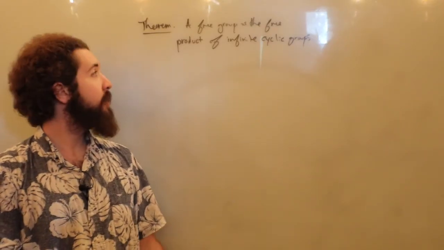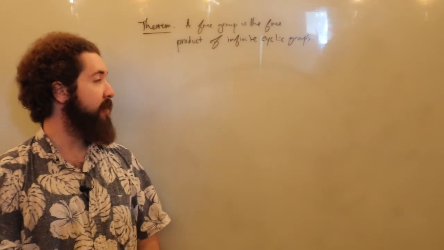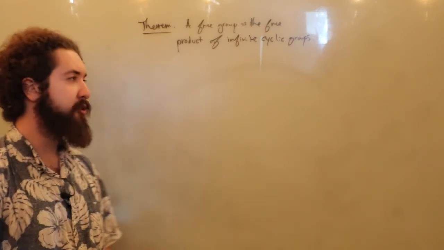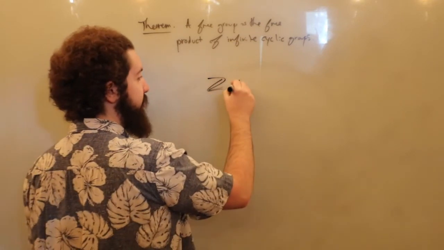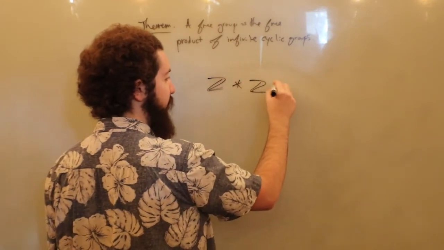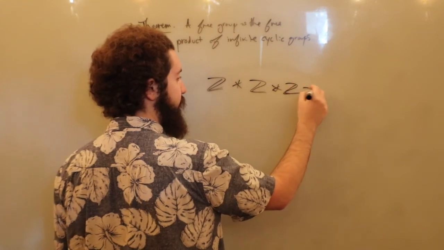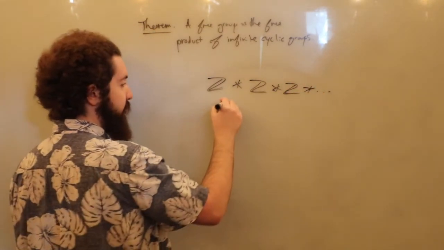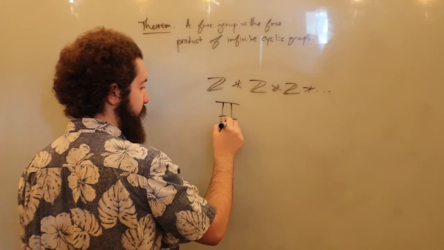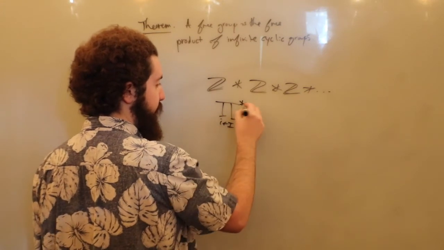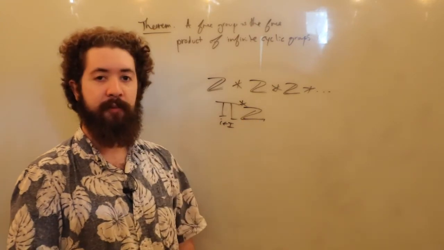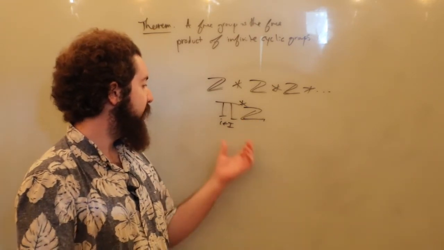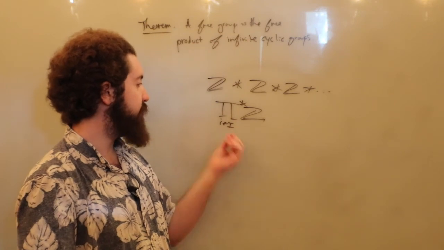Next theorem. A free group is the free product of infinite cyclic groups. So any free group can be written, up to isomorphism, as Z free product with Z free product with Z, etc. So we could write it as the free product of Z, where we relabel these elements as necessary, some number of times indexed by the set I.